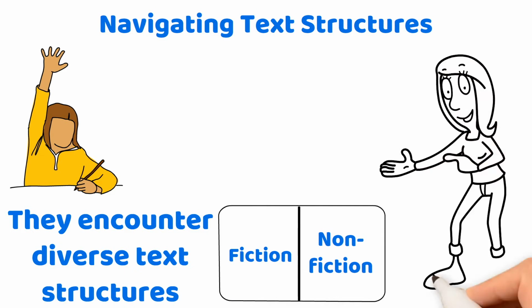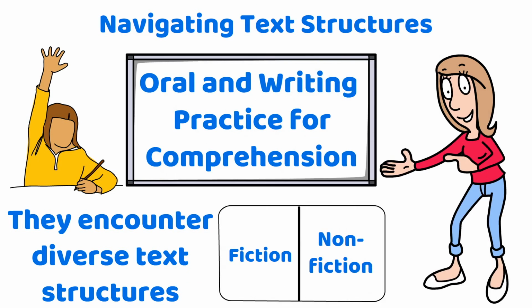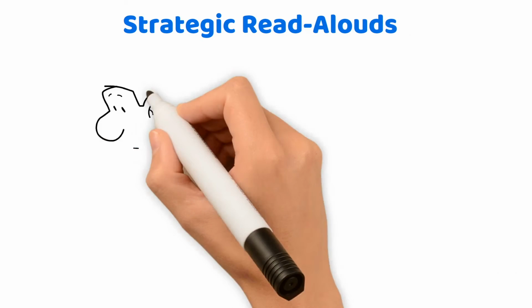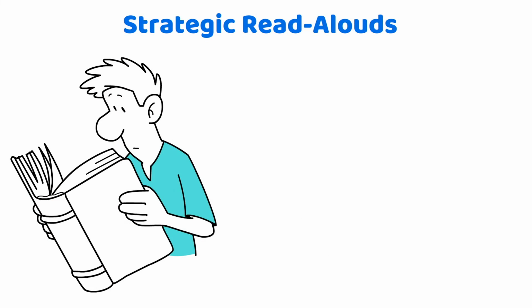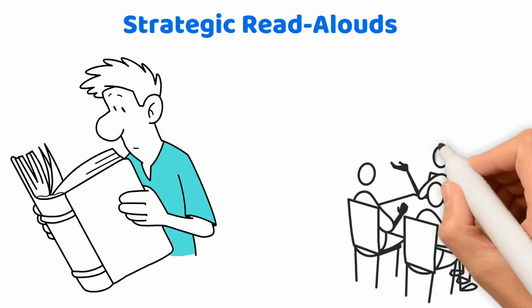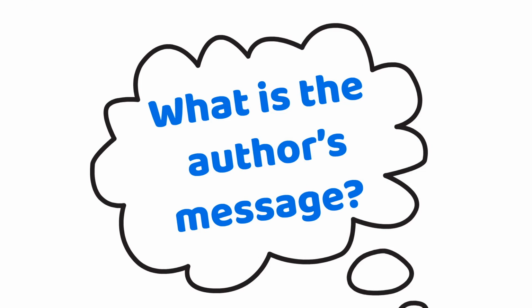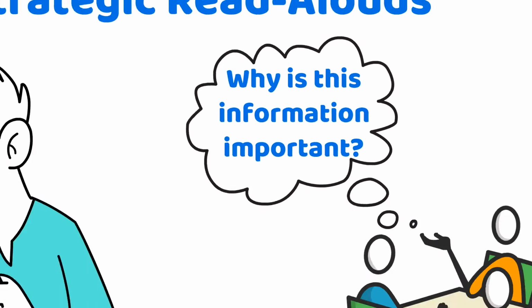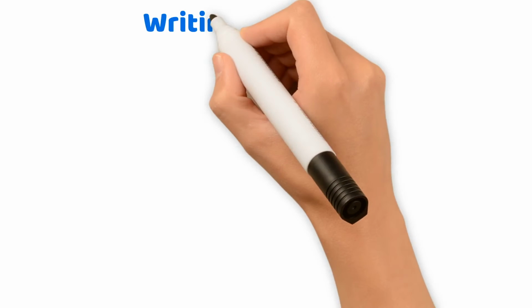Now, let's get you prepped on oral and writing practice for comprehension. Strategic read-alouds. This technique involves reading a text aloud and discussing it strategically to enhance understanding. Questions like, what is the author's message? Or, why is this information important? Help deepen comprehension.